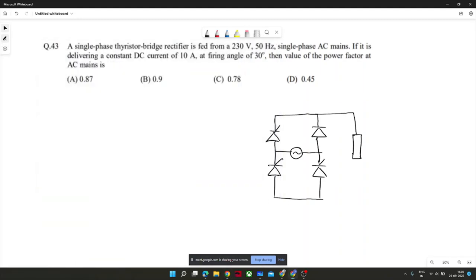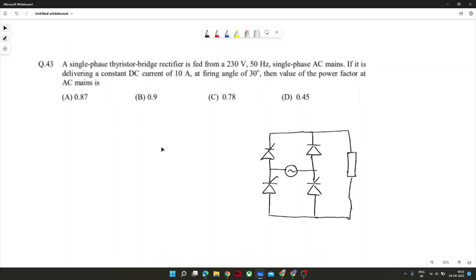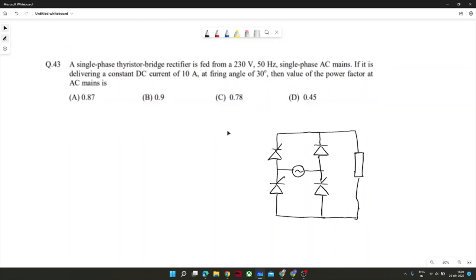Now is the whiteboard visible? Yes. Okay, perfect. So what I was discussing, that this is the problem where a thyristor bridge rectifier is required, and that is supplied by 230 volt, 50 hertz supply. Okay, let's say T1, T2, T3, T4. So in this circuit, we have to find out the power factor.